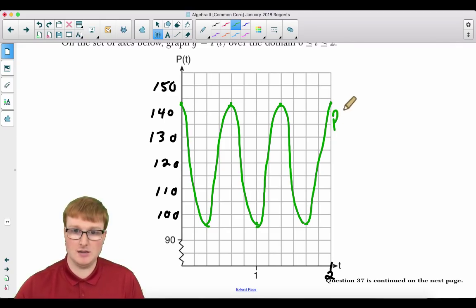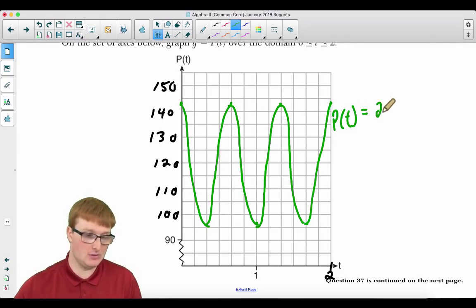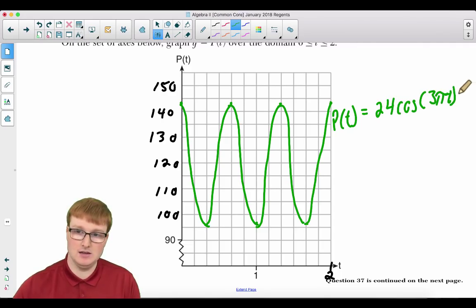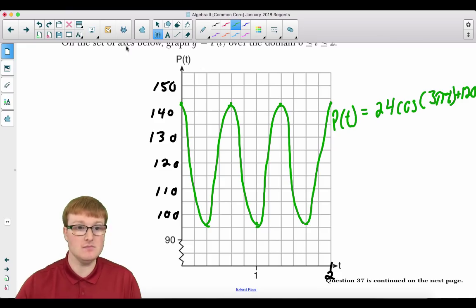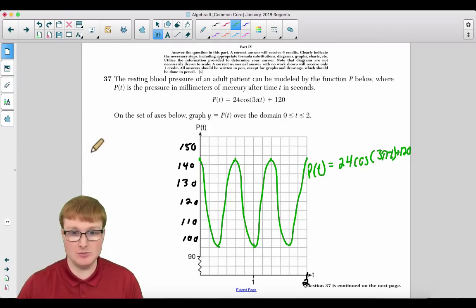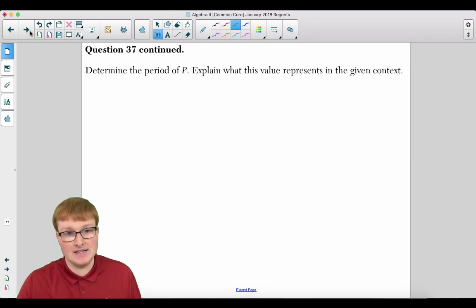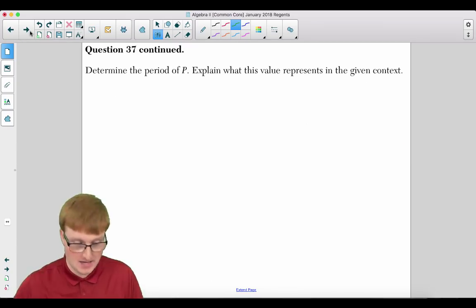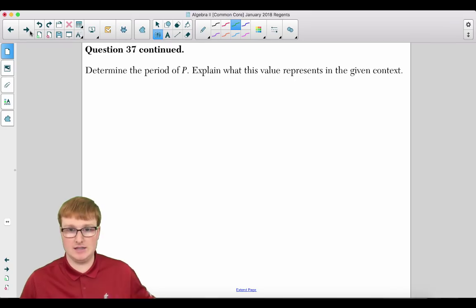Okay. So I'm going to label this P of t is equal to 24 cosine of 3 pi t plus 120. And that will give you, I think, about 2 points on that question, maybe 3. There's a follow-up question. It says determine the period of P, explain what the value represents in the given context.